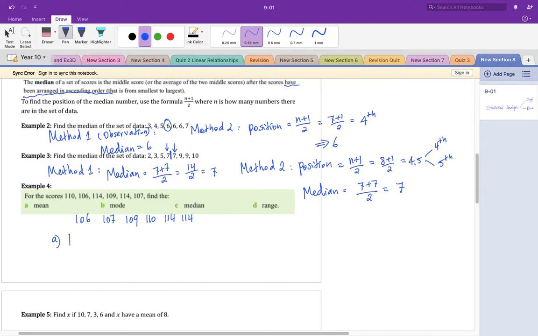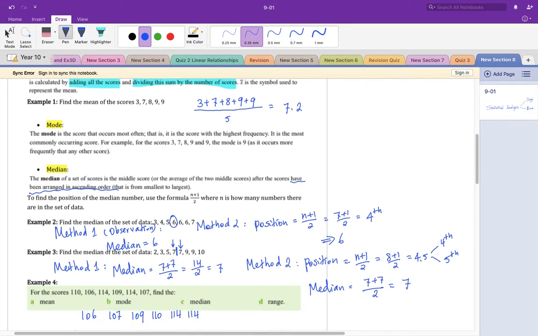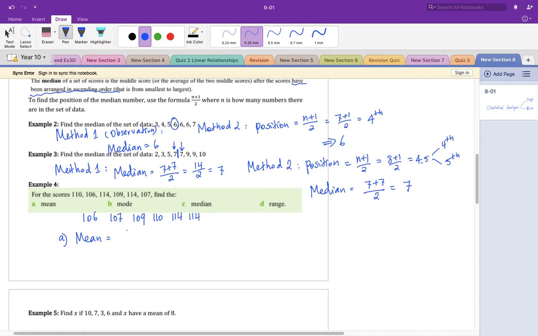First, you need to find the mean. So mean, just keep in mind, it's the sum of the numbers divided by how many numbers there are. So you have 106 plus 107 plus 109 plus 110 plus 114. So you add them all up, divide by how many numbers there are, and there are 6 numbers. So the mean is 110.